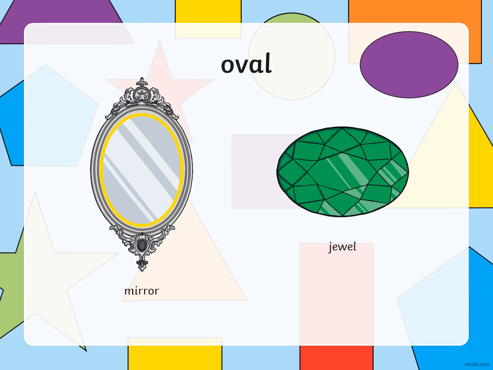It's an oval. An oval. Okay, it's got one curved side. Again, it's going all the way around, isn't it? That curved side. An oval.